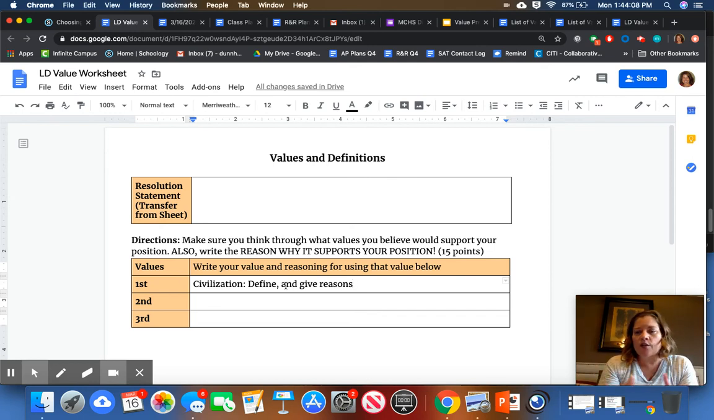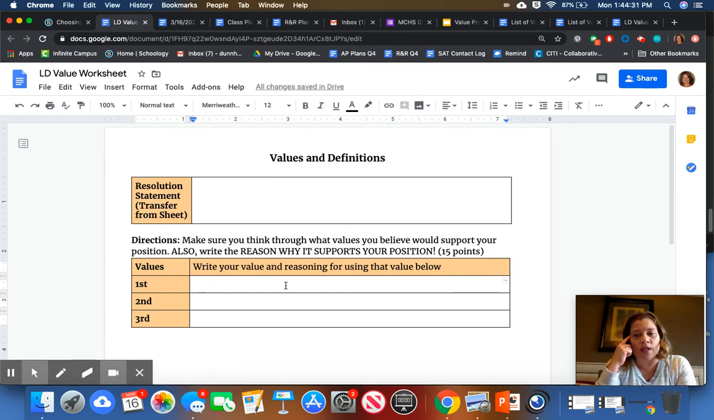So basically, you're going to end up with maybe 3 sentences in each box. You're going to present the value, you're going to define the value from the worksheet, and then in 1 or 2 sentences, you're going to explain why that's so important for whatever your resolution is. Okay, and that is your assignment for today. It should take you maybe 15 to 20 minutes to do.